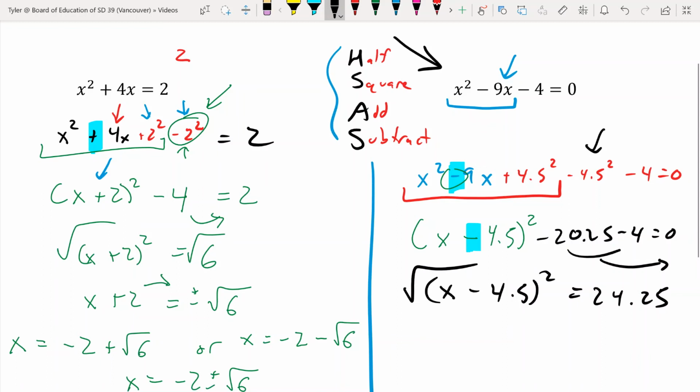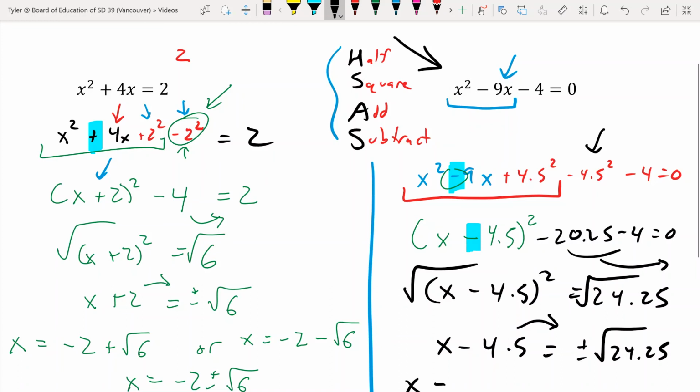Cool. Now I'm going to square root both sides, and you get x minus 4.5 equals plus or minus the square root of 24.25. And then, again, move that over to the other side. So you isolate x equals 4.5 plus or minus the square root of 24.25. So we have our two answers because we had the plus or minus. That's how you deal with these questions.